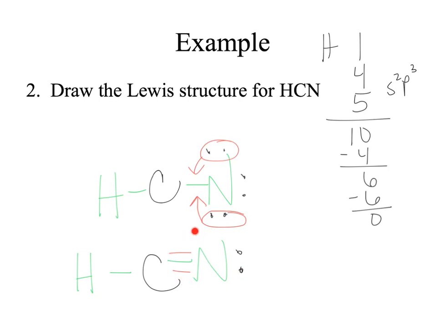And now carbon appears to have 8 because it's sharing 2 with hydrogen and it's sharing 6 with nitrogen. So it's stable as well. So this is the stable Lewis structure for hydrogen cyanide, and it is an example of how you would move electrons to create double bonds or triple bonds in this case, so that each atom appears to have an octet. So we'll do more in the next video.